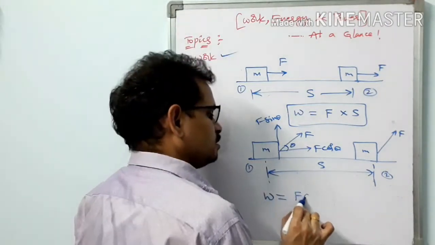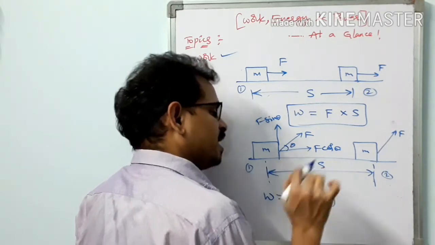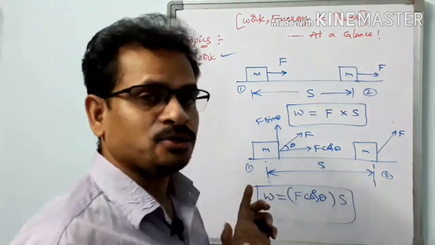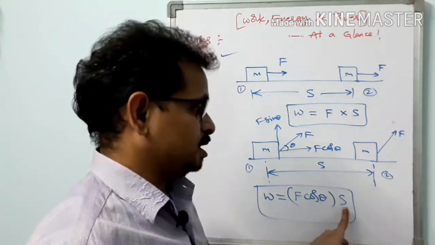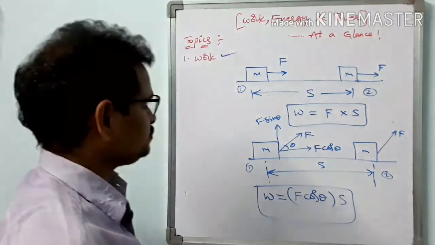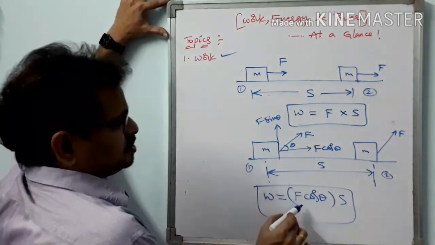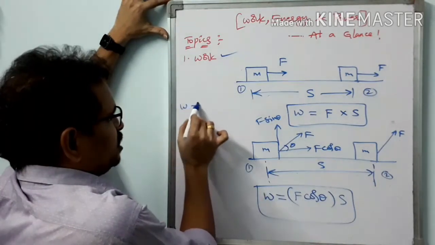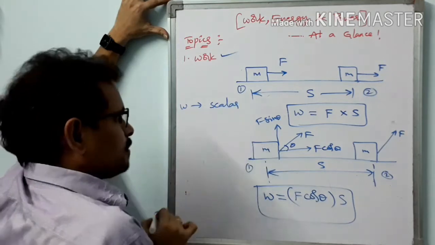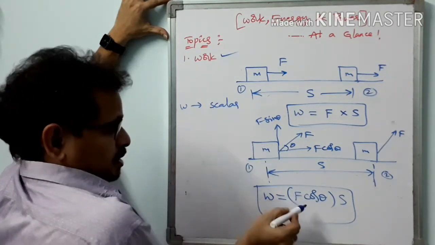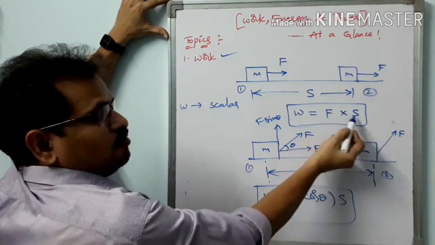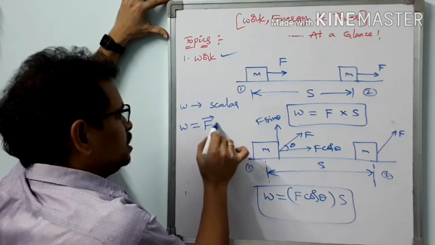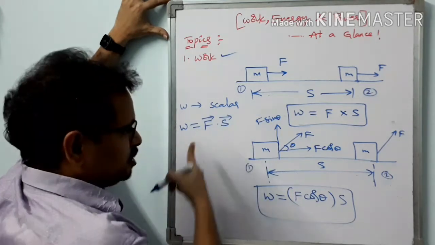So we should always be careful to find the actual force which is responsible for the displacement. Here the magnitude of work done is F cos theta into displacement S, right? Since force and displacement are both vectors and work is a scalar quantity, work is a scalar. Two vectors are involved here, so how is this work expressed? W equal to F bar dot S bar.